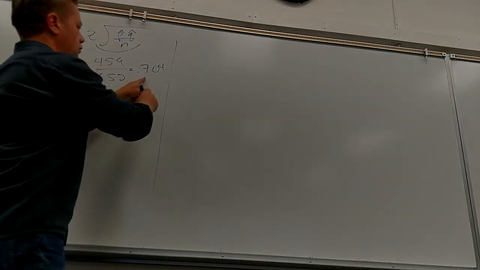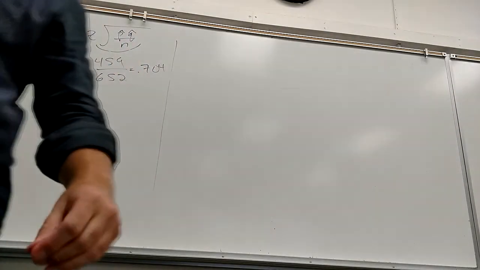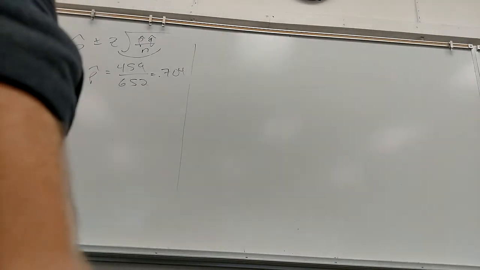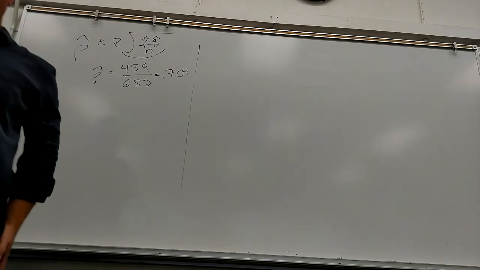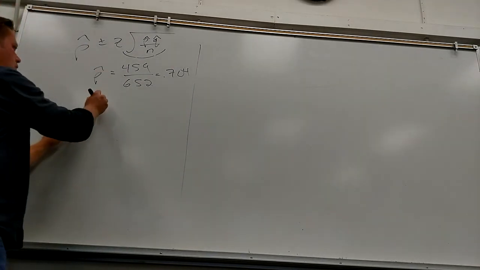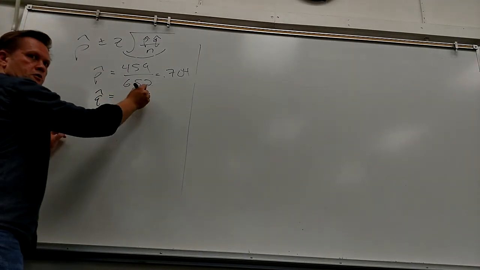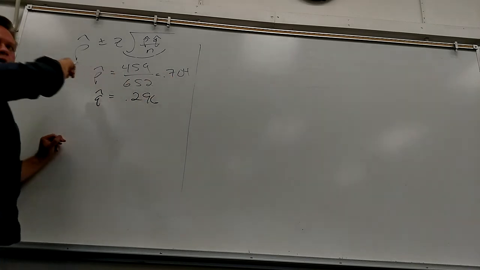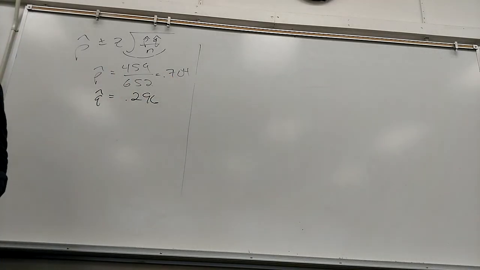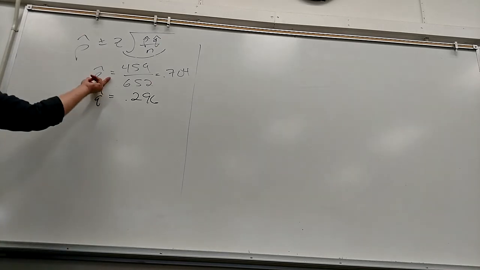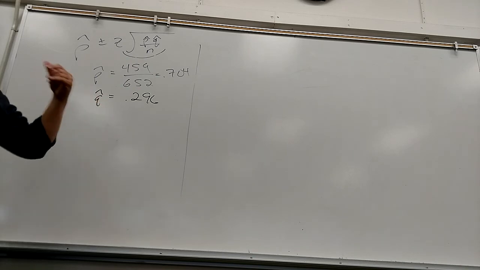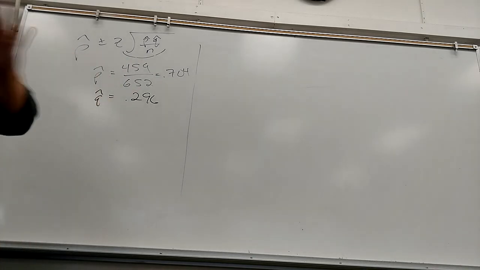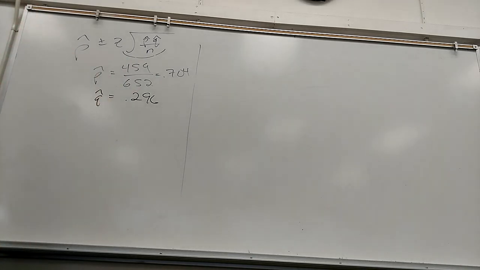So what's Q hat going to be? Yeah, 0.296, because no matter what kind of clothing they're wearing, what do P and Q do when they're added together? They make 1. Because P is the probability of success, Q is the probability of failure. So that covers everything.